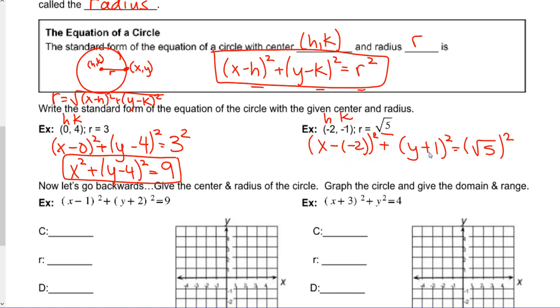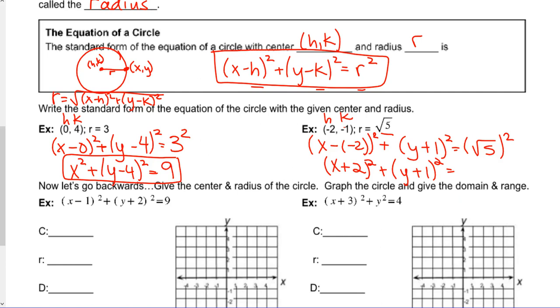So let's rewrite this left side as simplified as we can, as that x plus 2 quantity squared plus y plus 1 quantity squared is equal to, now, the square root of 5 squared. Square root of 5 times square root of 5 is just 5. Square root of 3 times square root of 3 is 3. Square root of 7 times square root of 7 is 7.